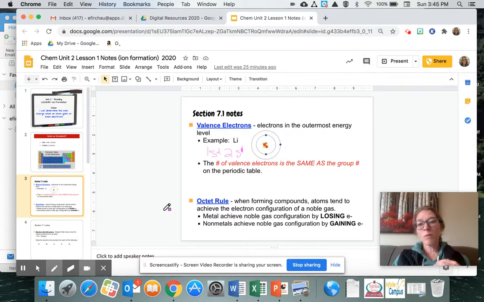So when forming compounds, atoms tend to achieve the electron configuration of a noble gas. Metals will generally lose electrons to become like a noble gas and to obtain the octet rule. Nonmetals will generally gain electrons to be like a noble gas and to obey that octet rule. We'll get more into depth in a few slides with this.